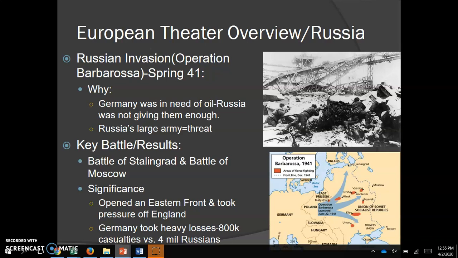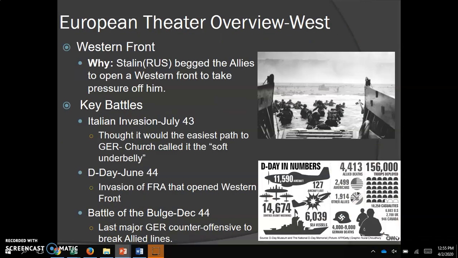So this is the turning point in the war, if we're being honest with you, at least in Europe, when the Russians are able to push back Hitler and he suffers massive casualties in the process. That's going to change everything. Now, that's happening in Russia. Let's talk about what's going on in the West or Western Europe.